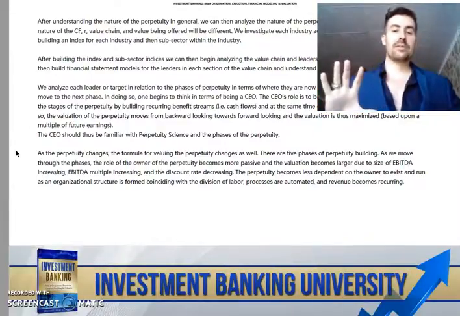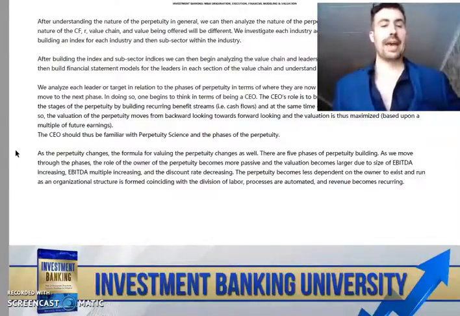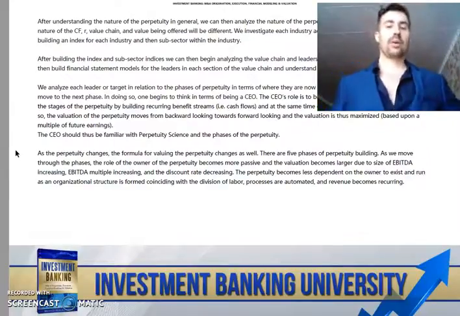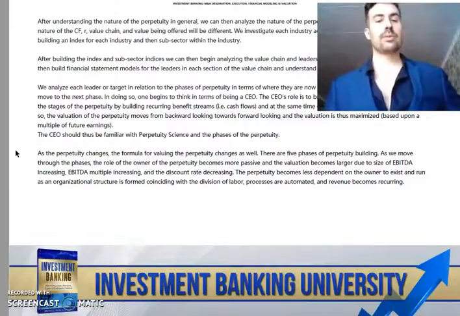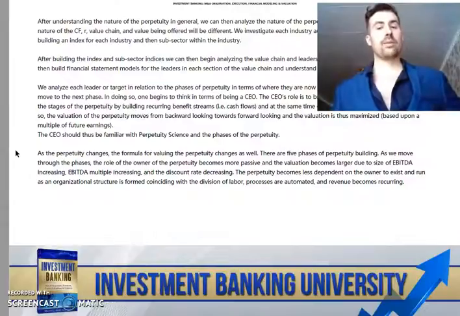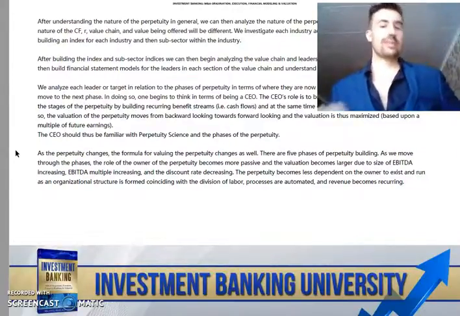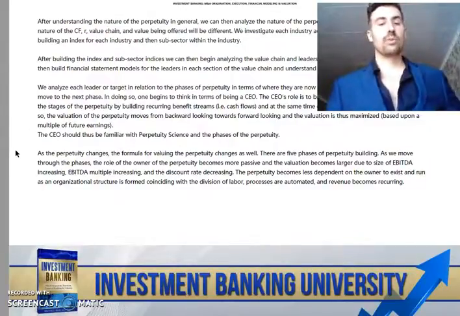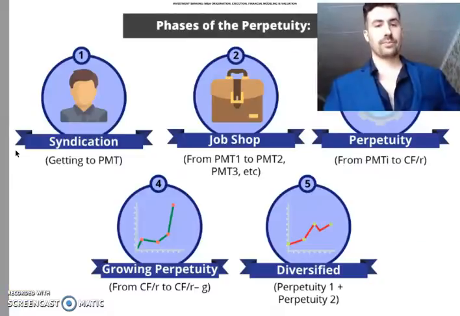There are 5 phases of perpetuity building. As we move through each of the phases, the role of the owner of the perpetuity becomes more passive, and the valuation becomes larger due to the size of the EBITDA increasing, the EBITDA multiple increasing, and the discount rate decreasing, and the perpetuity becomes less dependent on the owner to exist and run as an organizational structure is formed, coinciding with the division of labor, processes are automated, and revenue becoming recurring.